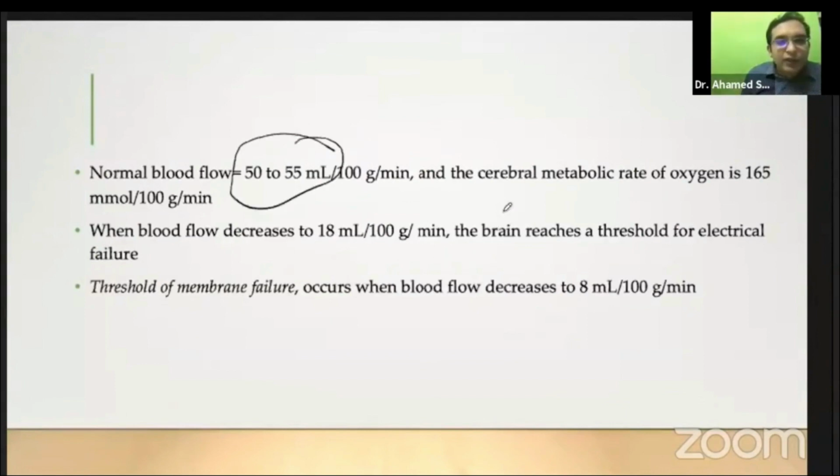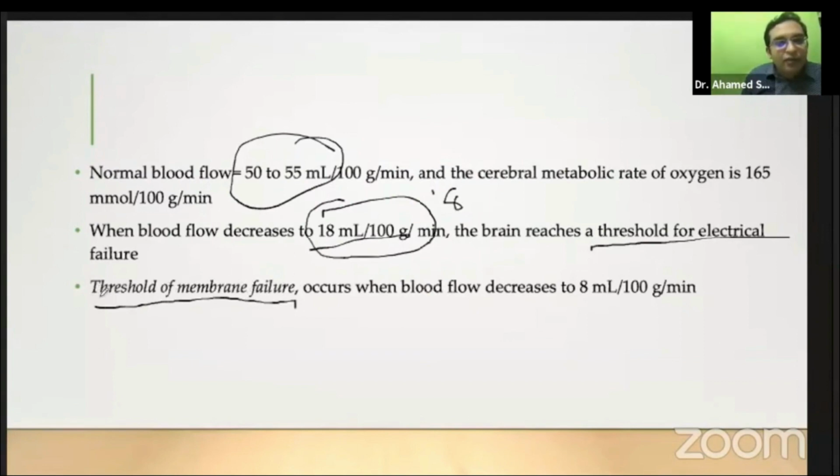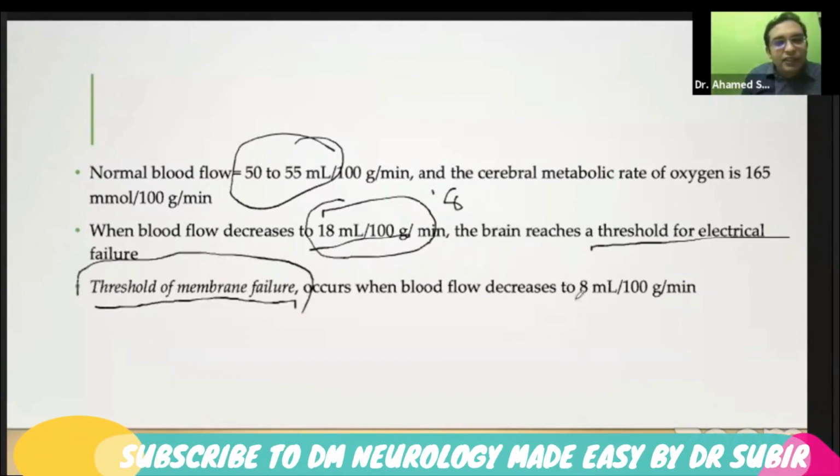And as you know, if the blood flow reduces to less than 18, this is actually the threshold of electrical failure. So once the electrical activity doesn't occur, the functionality is lost. So you get hemiplegia even if the blood flow goes below 18. And complete loss of the membrane, that is all the ATP is lost, and the cell is about to die if there is this membrane failure, which occurs below 8 ml.